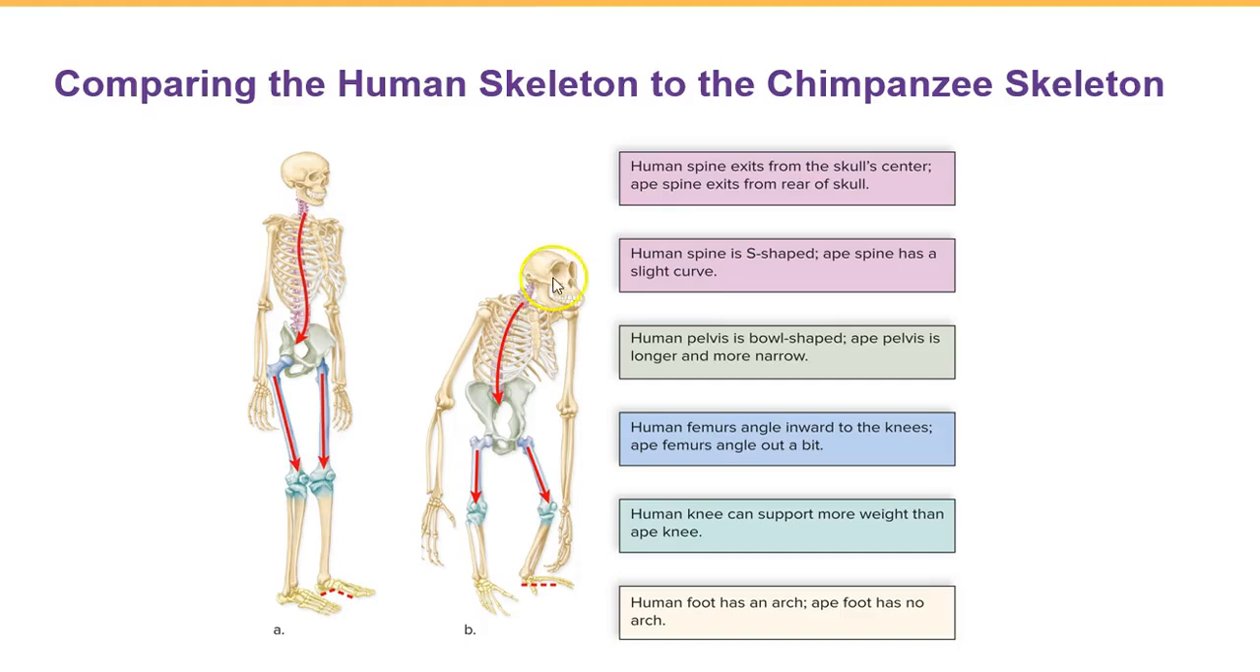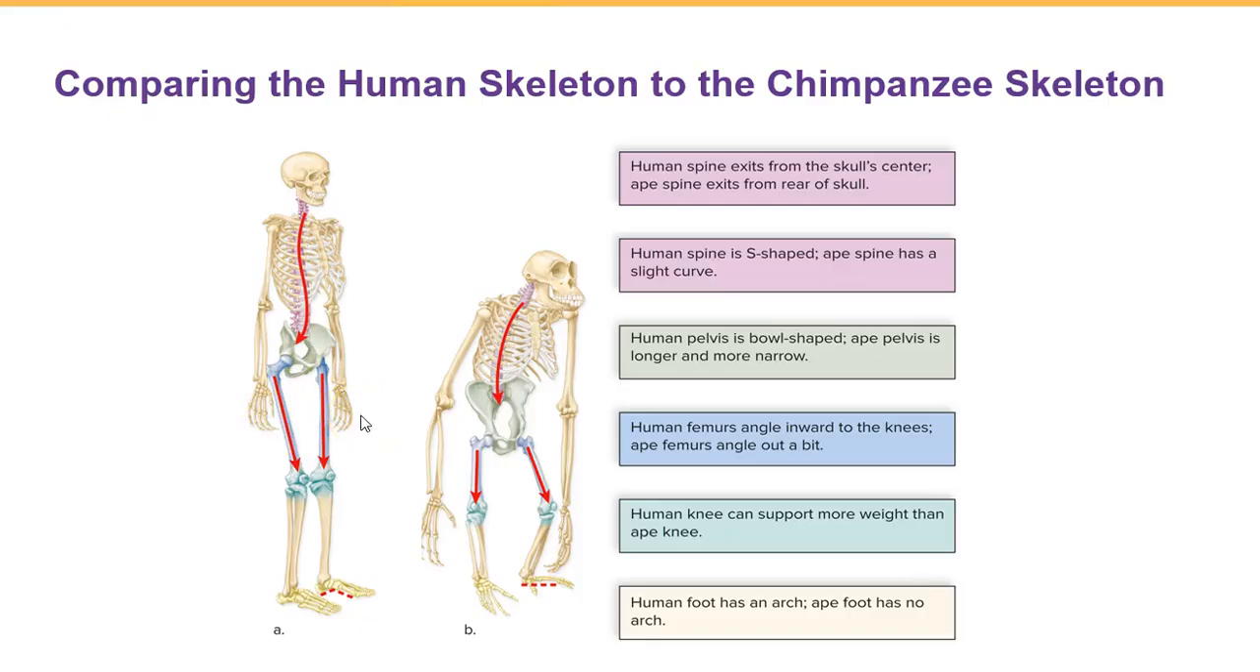Then look at the spine one more time. The spine in humans has an S shape, while the ape spine has a slight curve. This shape acts like a shock absorber for walking on two legs. And then look at the pelvis. Humans have a bowl-shaped pelvis which supports internal organs when standing upright, but apes have a longer and narrower pelvis.